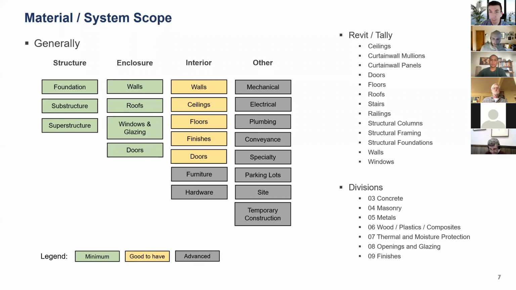On the top right corner, if you're familiar more with Revit and you deal with some of the Revit categories, these are the types of categories that you can select from in the Tally tool. So again, it includes the same type of structure, enclosure, and interior elements, but it's just showing it to you in a different way. And then finally, if you're more familiar with the division structure, these are the typical divisions that are covered in whole building LCAs.